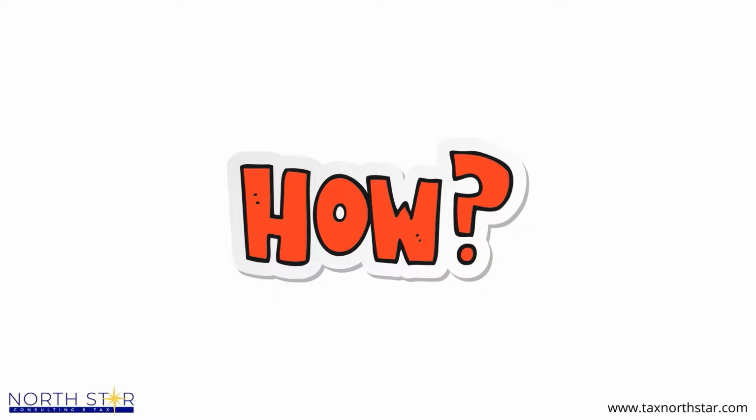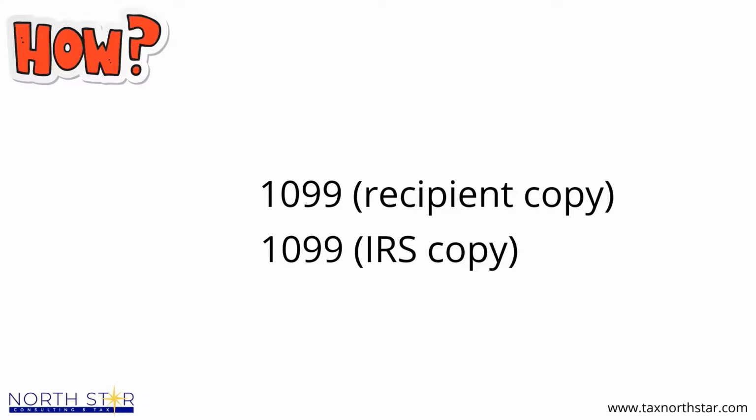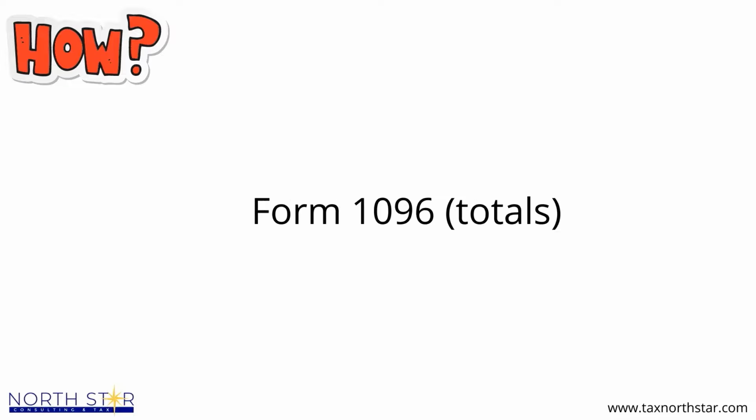How do you file the Form 1099? When you prepare and file a Form 1099, there are several forms. The first form is the 1099 itself. You have to prepare a copy to send to the person or business you paid, and you have to prepare a copy to send to the IRS. You also have to prepare and file a Form 1096, which is a summary form that totals up all the 1099s nice and easy for the IRS.